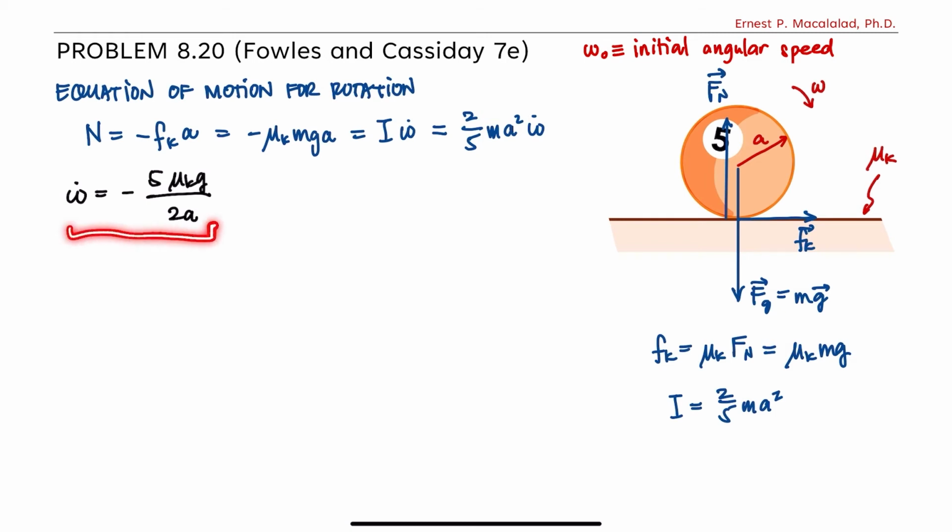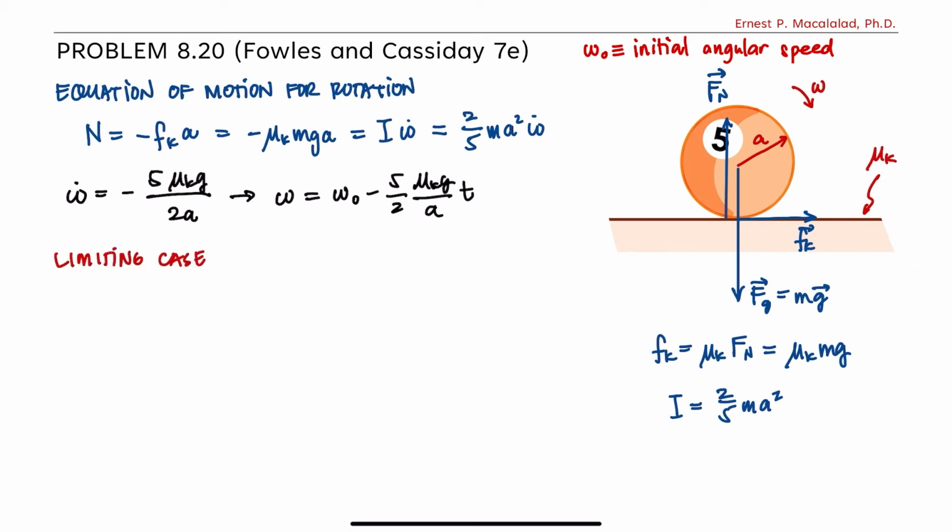Integrating this expression with respect to time, we can calculate omega, which is our angular speed as a function of time, and this is equal to omega naught minus 5 over 2 mu k g over a times t. If we want to find the distance the ball travels before slipping ceases to occur, therefore we have to set our limiting case, wherein forward motion is about to start when x dot, which is the forward velocity, is equal to the radius of the ball times omega.